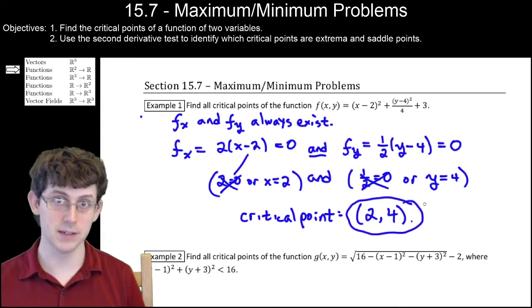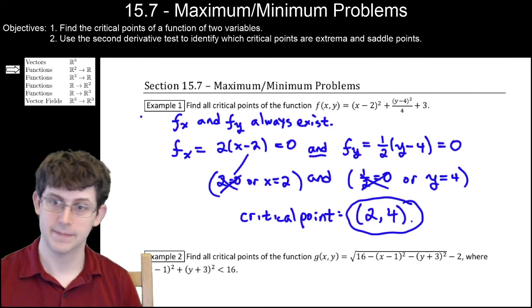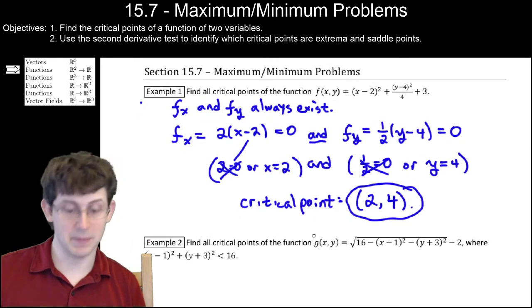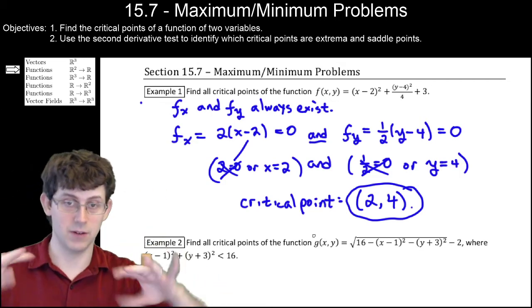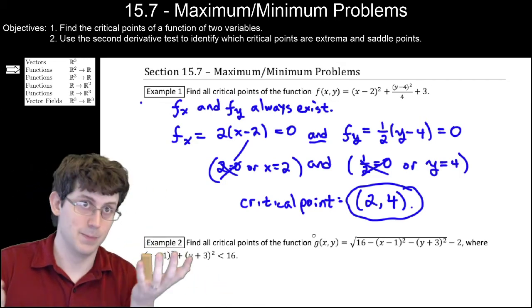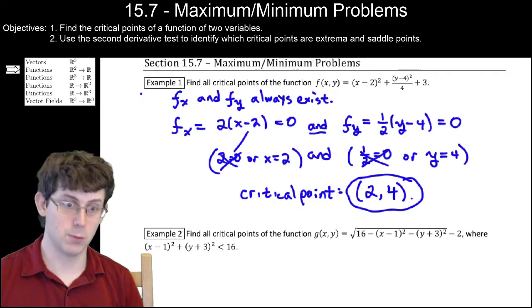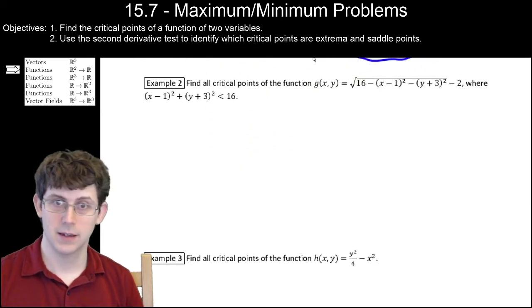Sometimes you'll get multiple critical points. Here we got one. Notice that this critical point might be a maximum. It might be like the high point of this surface, or it might be the low point of this surface, or it might be neither. But this critical point is our candidate for a maximum or a minimum. Okay, let's look at this one.